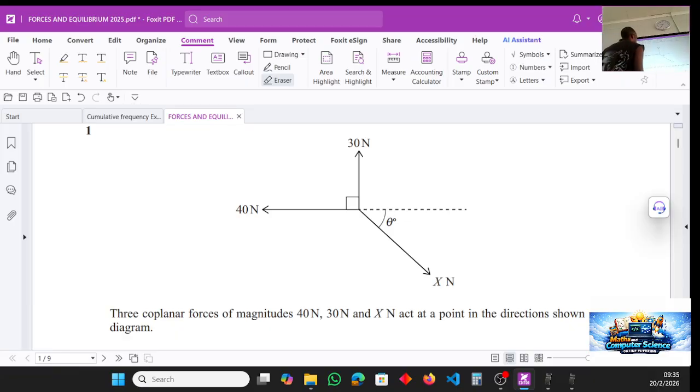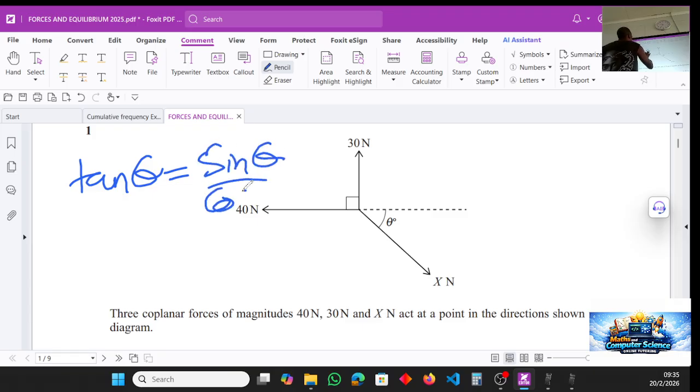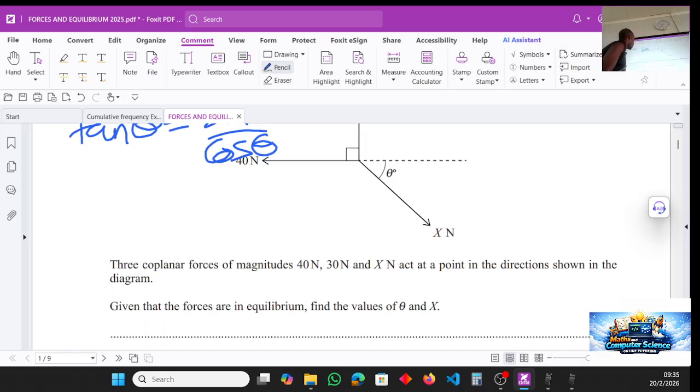We're seeing an object experiencing three forces, and we have two unknowns, x and theta. Normally when this happens, you can quickly think of the trigonometric identity, tan theta being equal to sine theta over cos theta. Why is this important? Because in our horizontal axis, we normally deal with the cosine function and the vertical, that's the sine. So let's see if this will work for us.